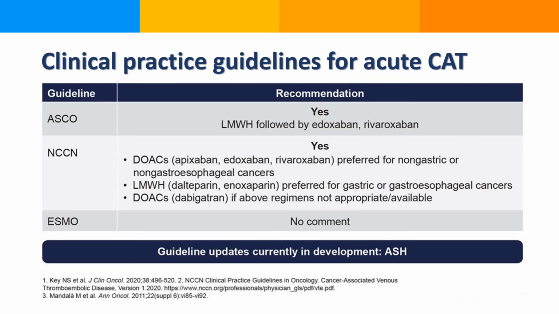The National Comprehensive Cancer Network recommended direct oral anticoagulants, apixaban, edoxaban, or rivaroxaban, preferring them for non-gastric or non-gastroesophageal cancers, and recommended low molecular weight heparins for gastric and gastroesophageal cancers, or dabigatran if the above regimens are not appropriate or not available.